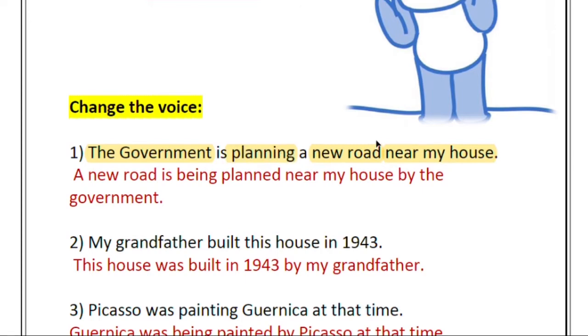How will you change? Bring a new road, which is the object, in front. As you know that in passive we have to bring it to the front. So a new road is being planned. So in continuous tense, we have to use being. So being planned near my house by the government. Near my house is an extra information. You add it wherever you find it suitable, and by the government. Okay, by the government is subject. So you see subject has come afterwards in case of passive.